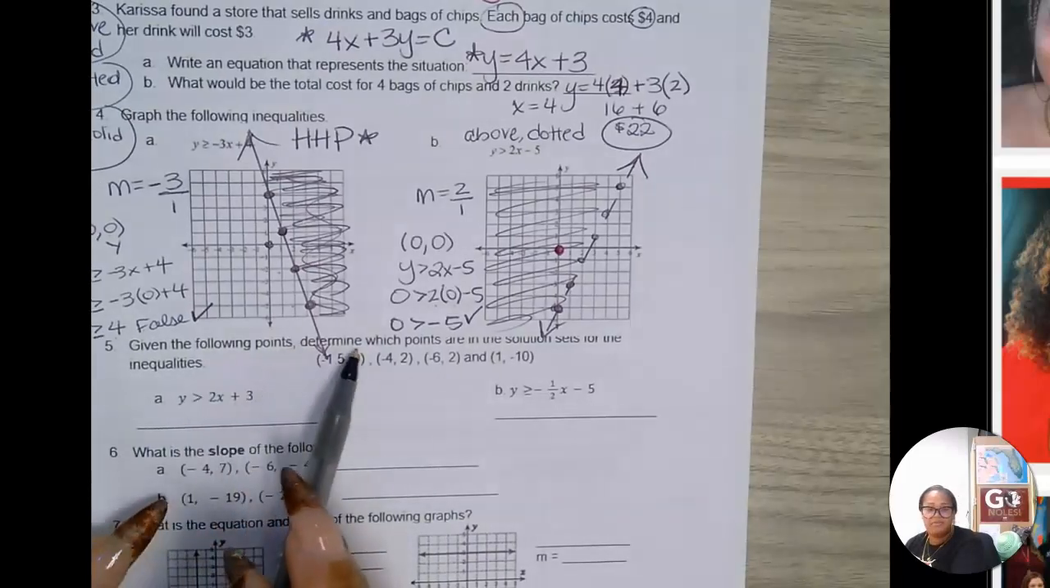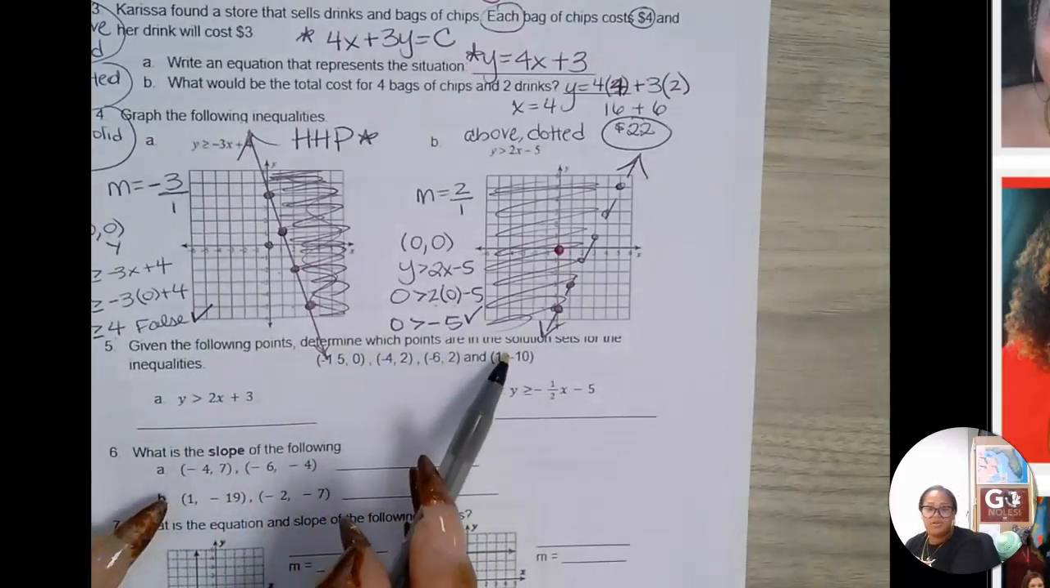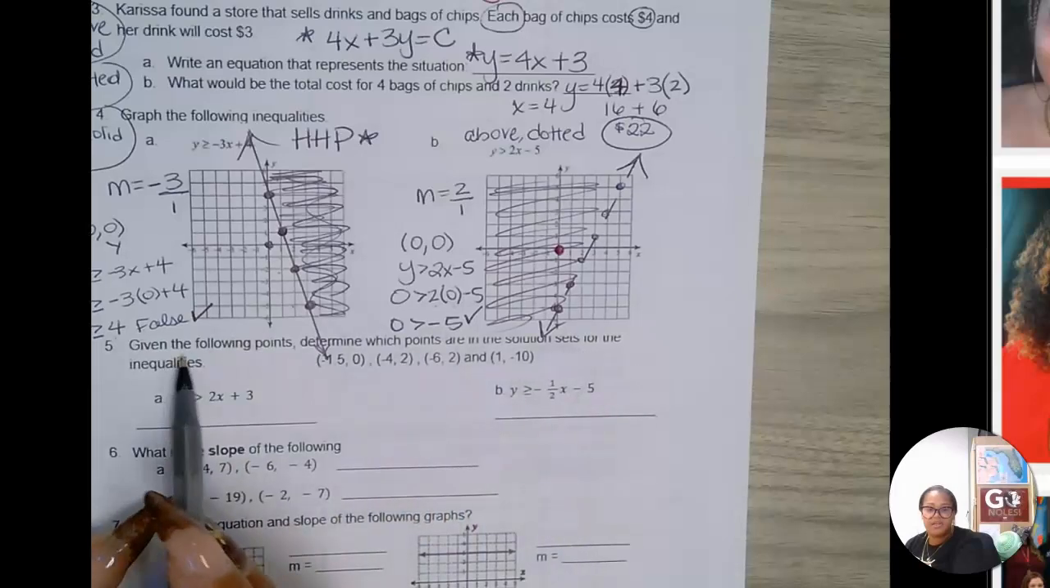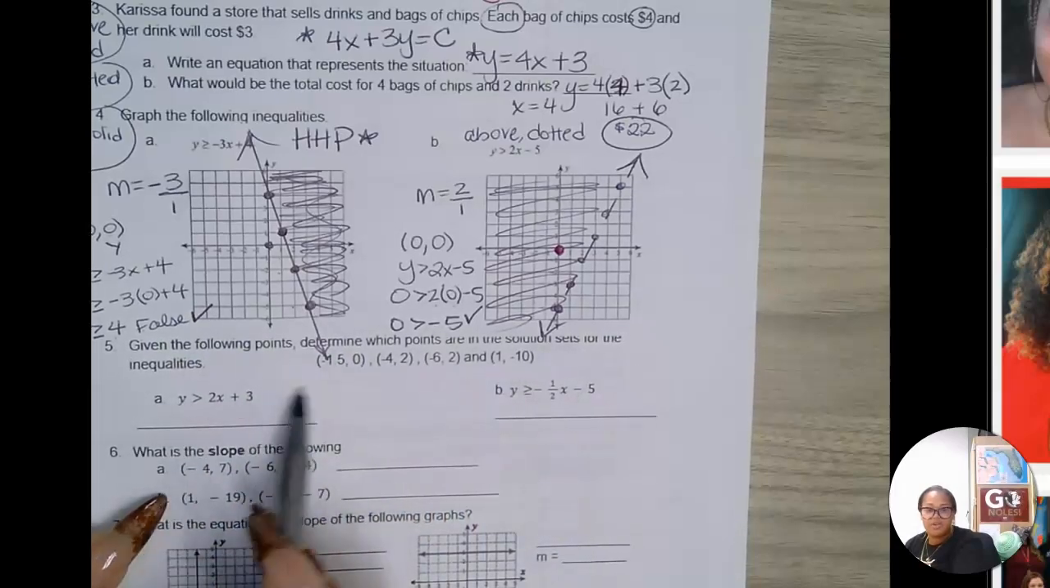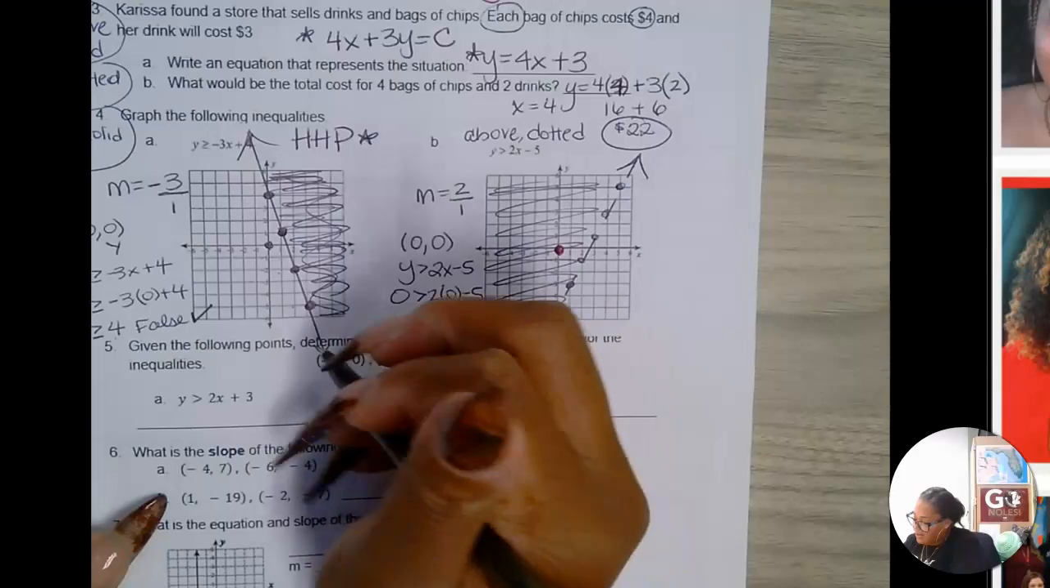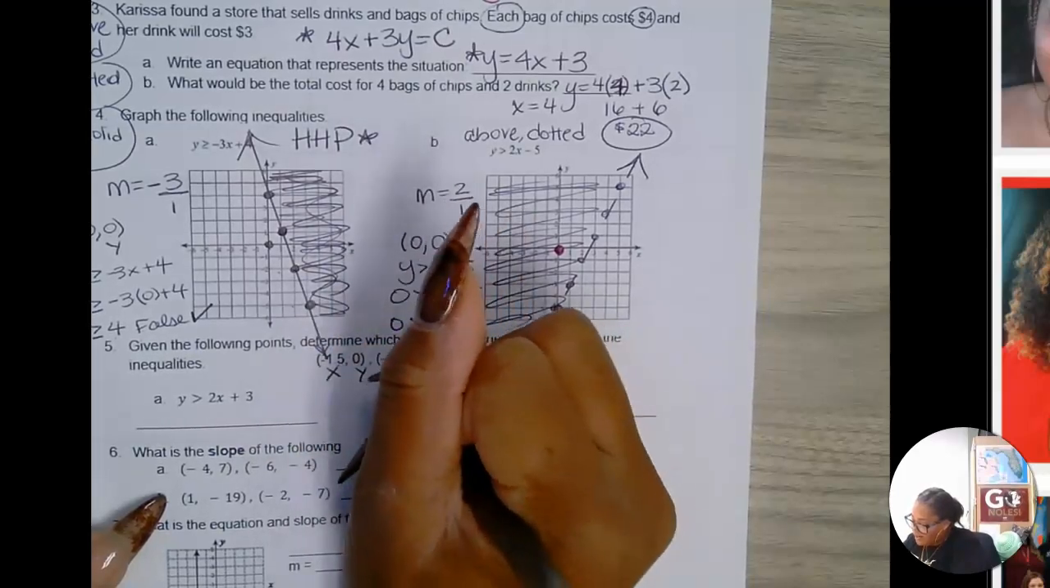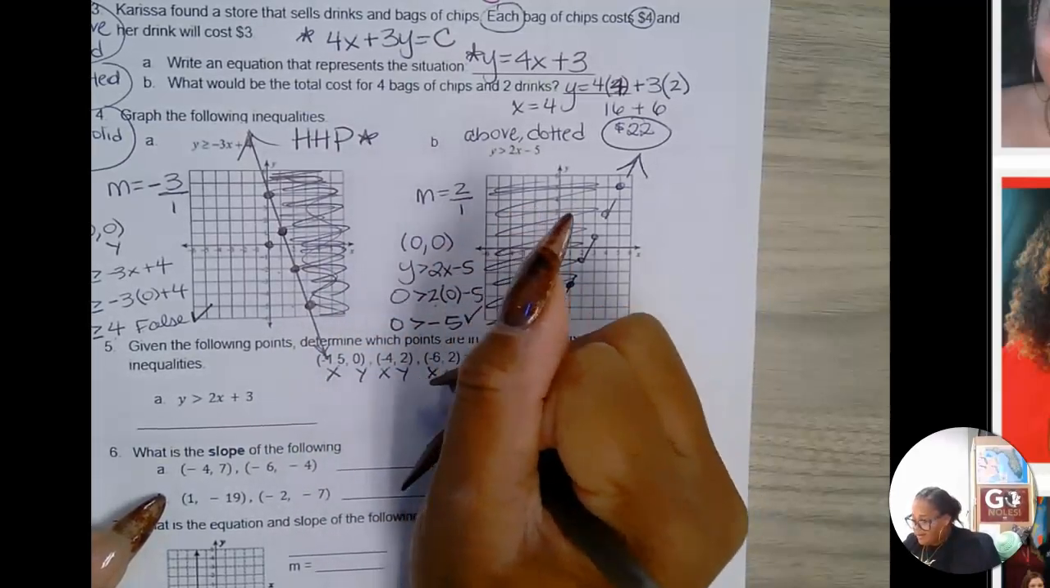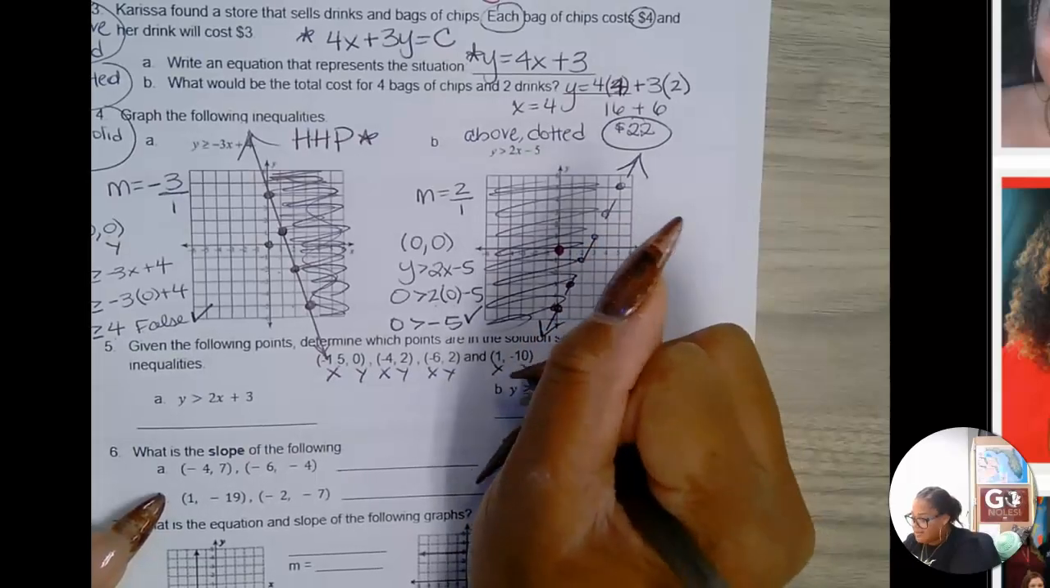Here it says, given the following points, determine which points are in the solution sets for the inequalities. So this is where you're plugging in your x and y, and x and y, for each point.